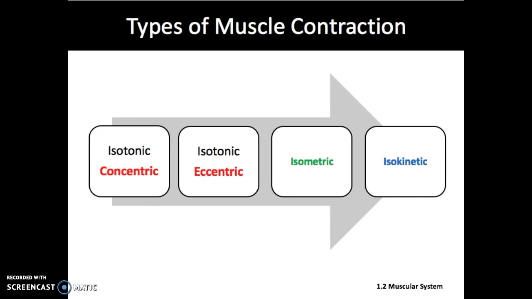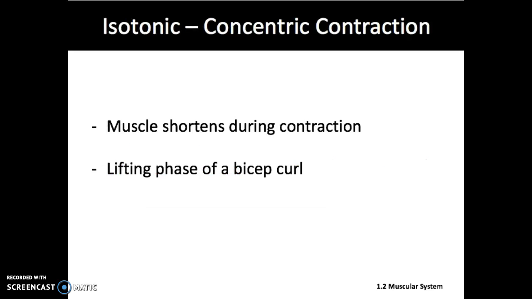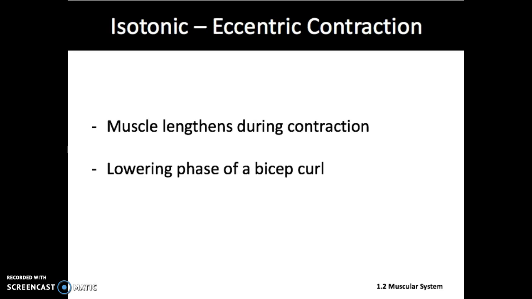During sporting activities, muscles have to contract and relax in different ways. The four ways are concentric, eccentric, isometric, and isokinetic. Concentric contraction shortens the muscle during the actual contraction. A sporting example of this would be the lifting phase of a bicep curl. The next type of contraction is eccentric contraction. This is where the muscle lengthens during the contraction. A sporting example of this would be the lowering phase of a bicep curl.